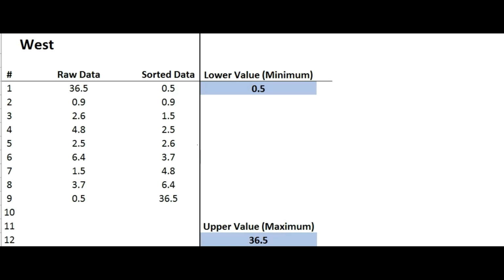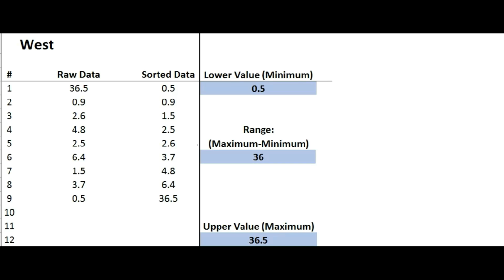So our lower value is 0.5. Our upper value is 36.5. If you subtract the two, you get what's called a range, which is the maximum minus the minimum. So 36.5 minus 0.5 is our range, 36.